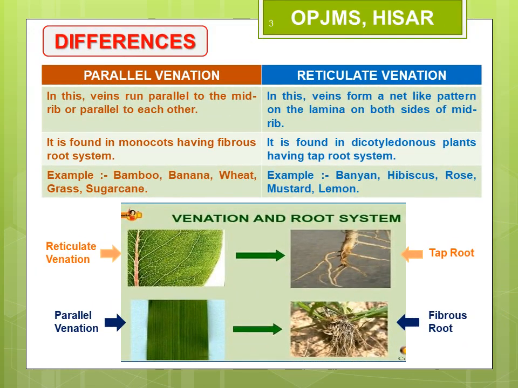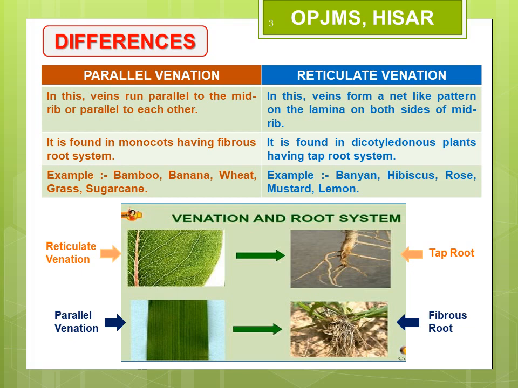Now we can easily differentiate between parallel venation and reticulate venation. So, parallel venation is the venation in which the veins either run parallel to the midrib or parallel to each other. Whereas the reticulate venation is the venation in which the veins form a net-like pattern on the lamina on both sides of the midrib.